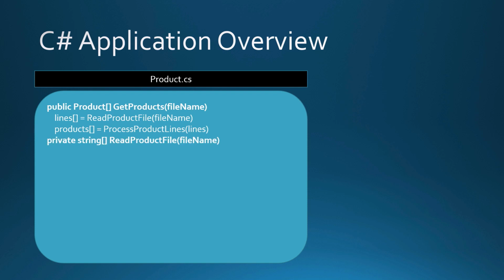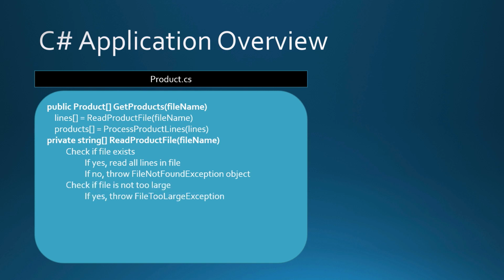The ReadProductFile method, we accept the file name. It's going to return a string array. Now this is going to be a private method. We don't need to see this outside of the product class. We're first going to check to see if the file exists. If it does, we'll read all the lines in the file, put them into an array, and return those. If it doesn't exist, we'll throw a file not found exception object. We're also going to check to see if the file is not too large, and if yes, we will throw a file too large exception.